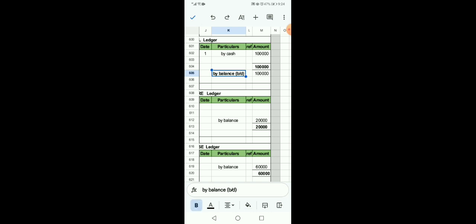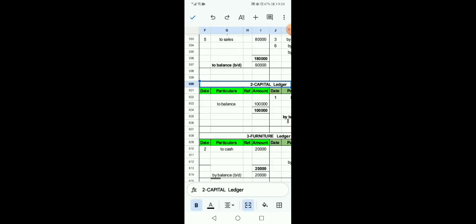So see where the balance brought down is. Here you can see it's balance brought down, and which side is it? As you have seen, it is your credit side. You have brought down the balance of the capital ledger on the credit side. So you will be recording the capital amount on the credit side. How much was the amount of the balance? That was 1 lakh. Okay, so put 1 lakh over here.